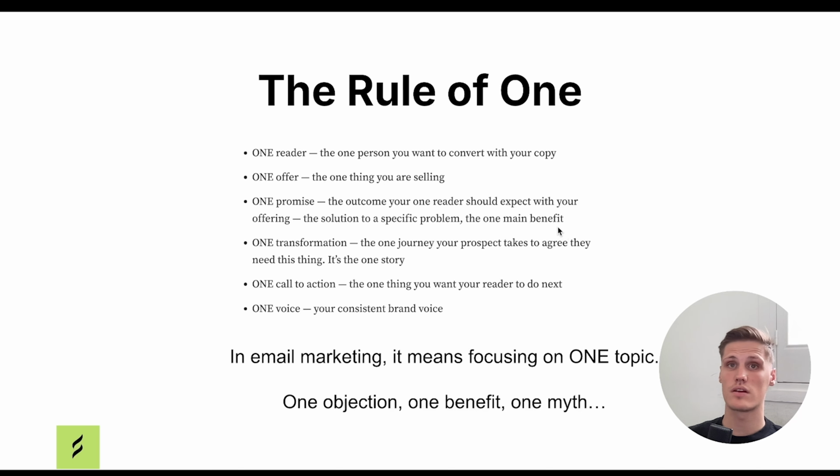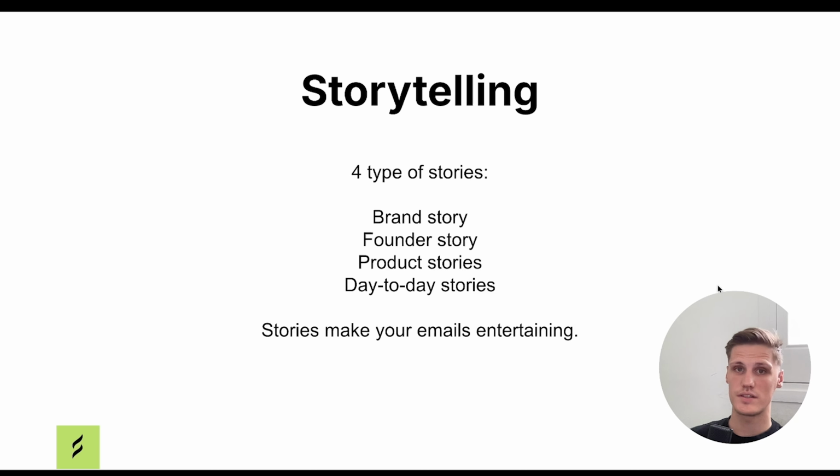In email marketing, the rule of one means focusing on one topic. You're gonna take your product, list out all the benefits that it gives to your audience, and then pick one benefit and write an email campaign around that. Write out all the industry myths, pick one myth, and again, write an email campaign around that. One objection, email campaign around that. It's that simple.